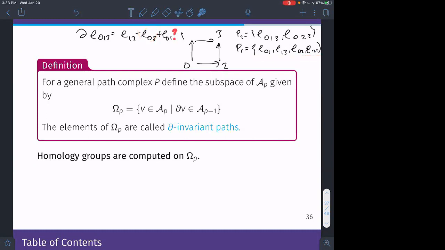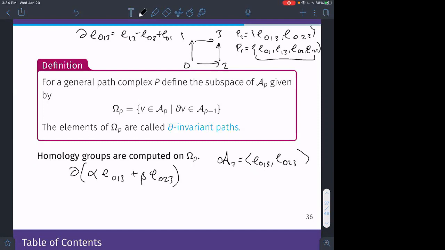So here I could be in trouble if I try to use A2 equal to, was generated by, wait, 0, 1, 2, 3, yeah, and 0, 2, 3. So what I have to do is consider an arbitrary linear combination of these things, do the boundary of this, and see how I can make this be in the set generated by these two things.